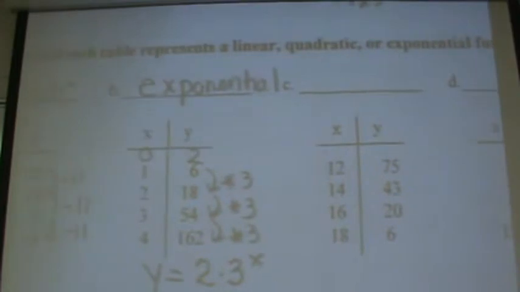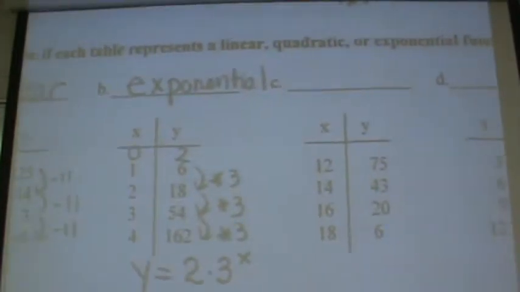No, I was talking to myself. All right, how about the next one? Anyone know what this one is? I have no idea.